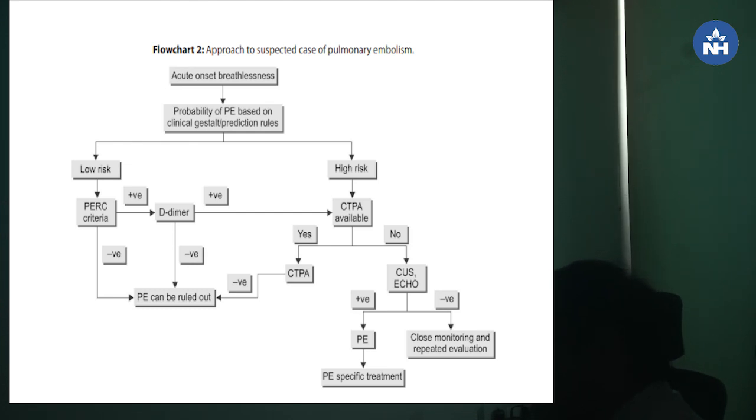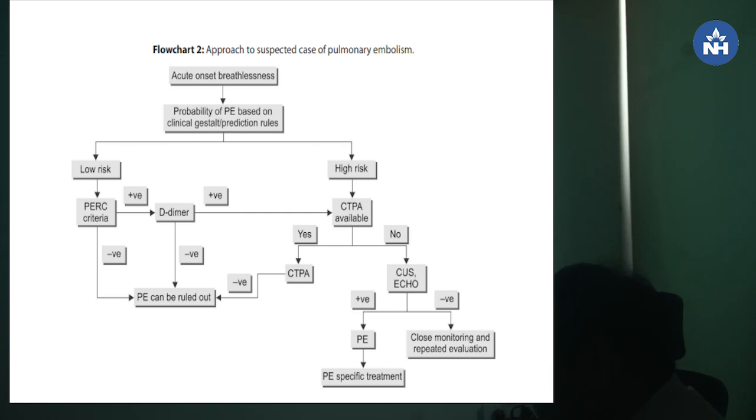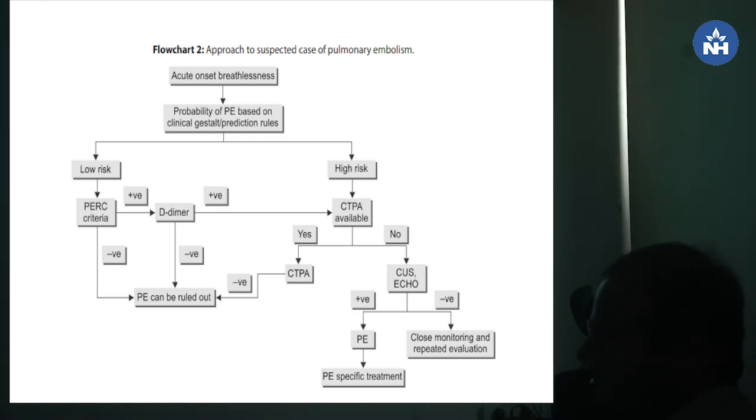If positive, then we can directly say the patient has pulmonary embolism. If CTPA is not available, then we have to do a compression ultrasound scan or 2D echo, and depending upon their report, we have to treat accordingly. And if compression ultrasound and echo are negative, but the patient is still at high risk for pulmonary embolism and the clinical picture is suggestive of pulmonary embolism, then we have to do some other tests.